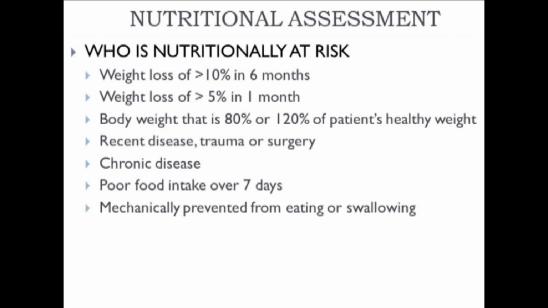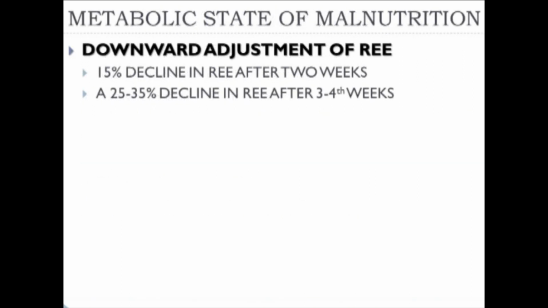Recent disease, traumas, or surgeries put people at nutritional risk. Whenever there's chronic disease of various types, we talk about the risk of nutritional risks. And food intakes that are very poor over a 7-day period imply some level of nutritional risk. And then when patients are mechanically prevented from eating or swallowing, that also sets off alarms that the person may be at some nutritional risk. Now, additionally, in a state of malnutrition, there's a downward adjustment of our EE.